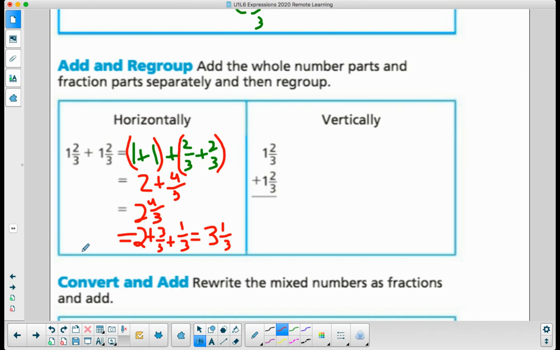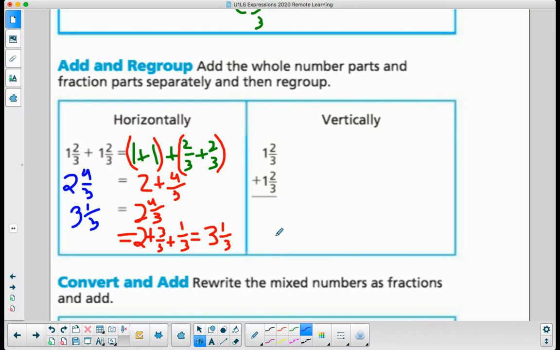Now I would do most of this work in my head. I would just say, hey, I can add the 1 and the 1 is 2. 2/3 and 2/3 are 4/3. 4/3, I can regroup 3/3 to give myself one more whole. One more whole than 2 is 3, and I have 1/3 left. So that's how I would more do it in my head. But this was showing my thinking.